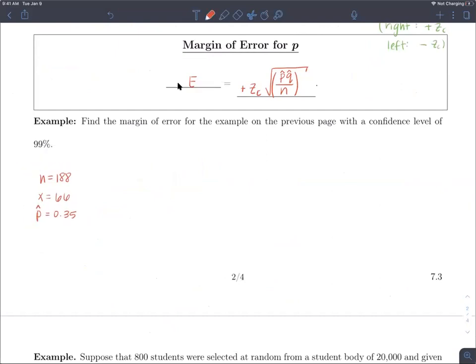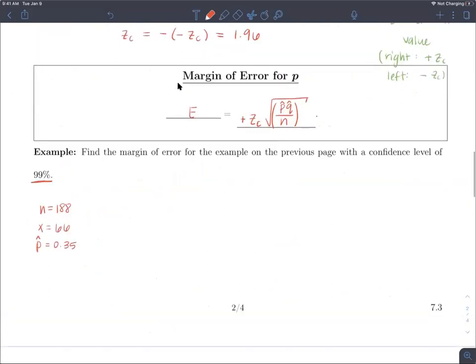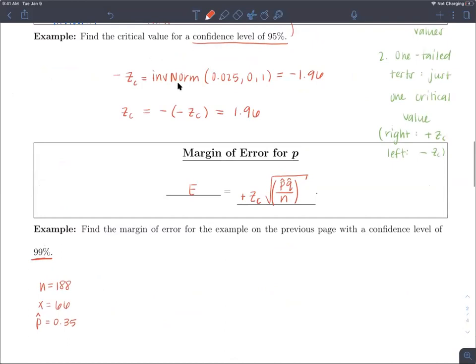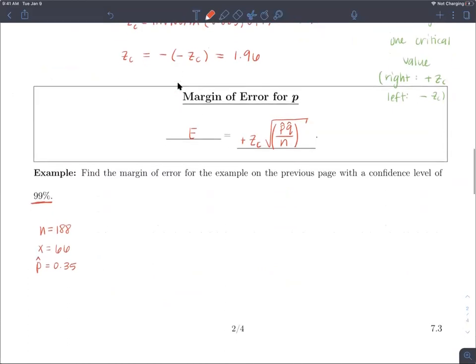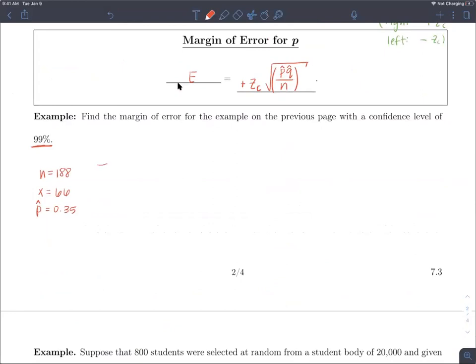And then we are asked to find it with a level of 99%. So I can't use this critical value that we found up above. I'm going to have to find the critical value for 99%, right? So here what I can do to find this critical value is, here's my curve. And then I'm told that in here I have 0.99 and I want to find negative z sub c and positive z sub c.